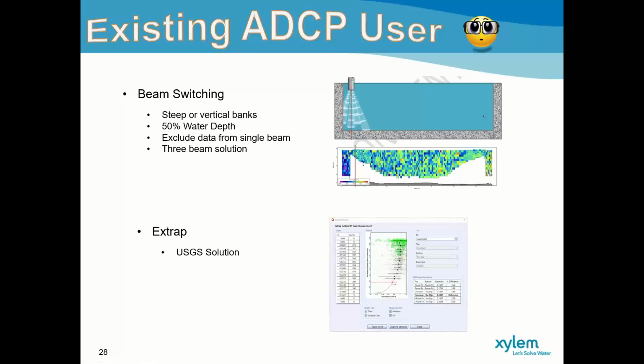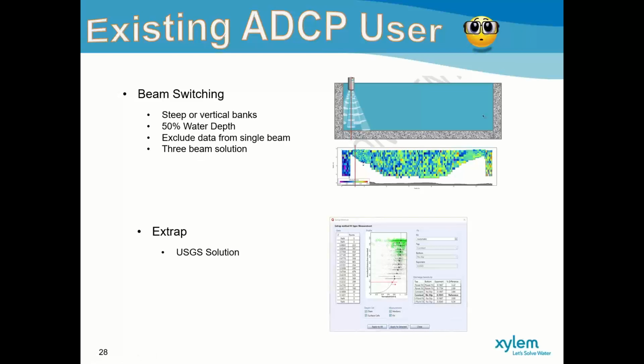So with beam switching, we basically tell the software, don't use data sets from sample 1 to 30. So we can't tell the software to switch off the beam. We're still collecting the data, but we, in the software, indicate don't use those samples for that specific beam, and then we're using a three beam solution. All right, so that's very important for moving boat.